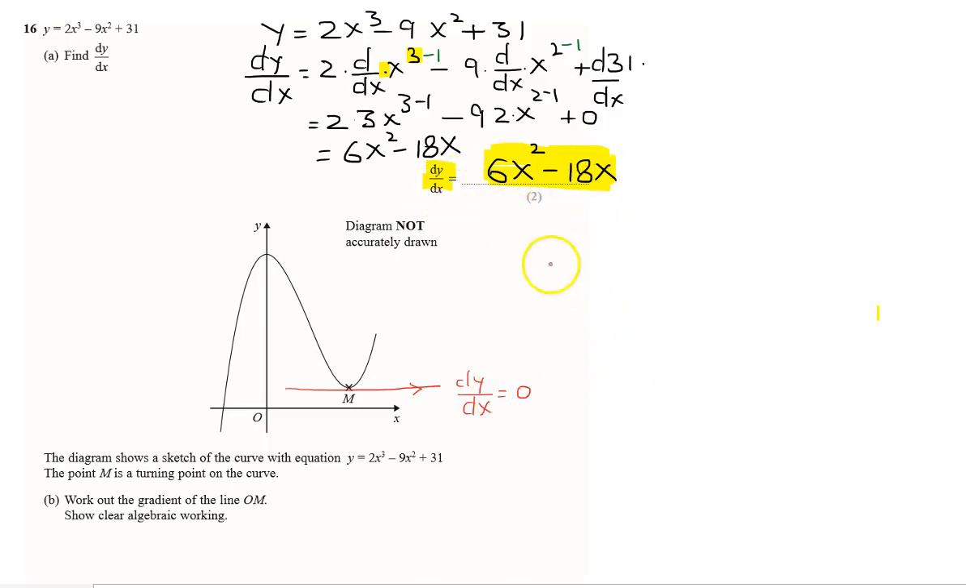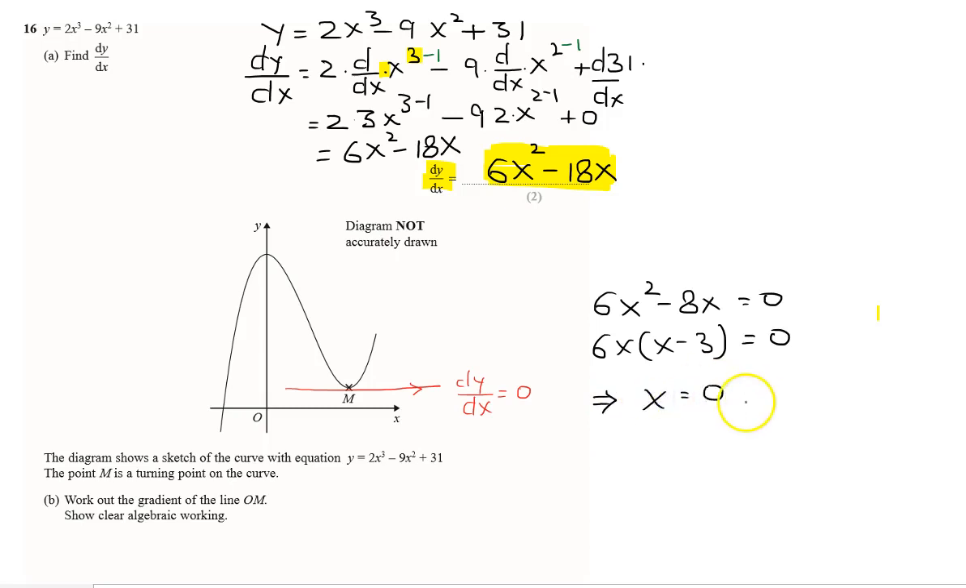So we put this value: 6x square minus 18x is equal to 0. 6x common, x minus 3 is equal to 0. So it gives us x is equal to 0 and x is equal to 3. Clearly x is not 0, so our value at this point is x is equal to 3.